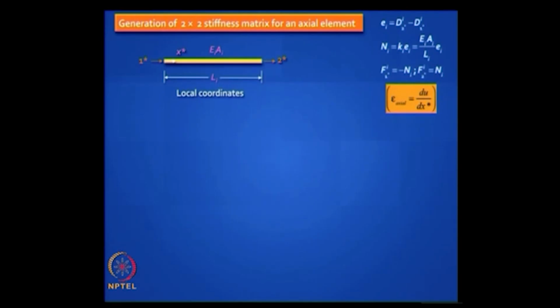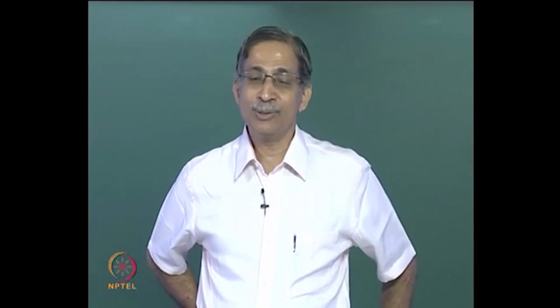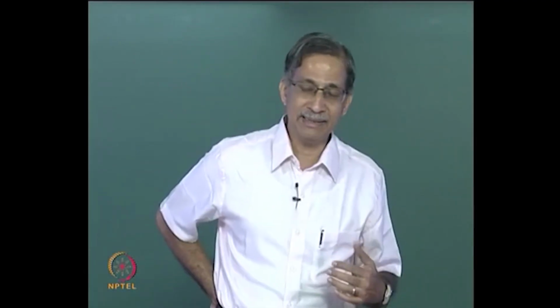One more thing, we have said that there are only two axial degrees of freedom. What about displacements within the element? Let us say the displacement at one end is d1 star, at the other end it is d2 star. At the middle of the element, what will the displacement be? 0. d1 star plus, so you can do linear interpolation, right. What is the basis for doing linear interpolation? Is it an assumption or is it exact?